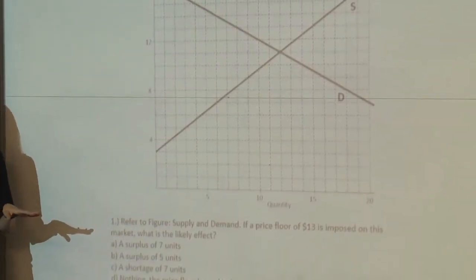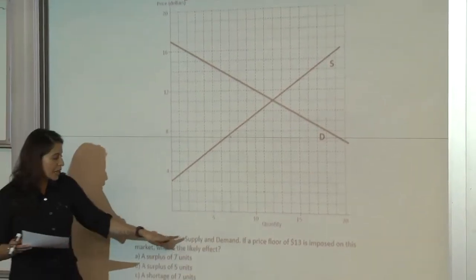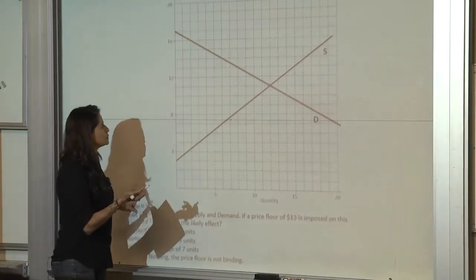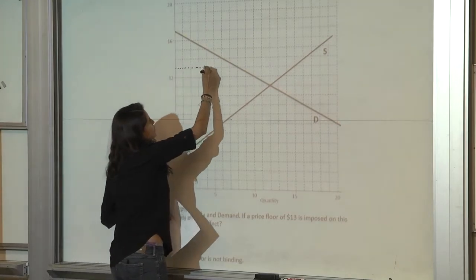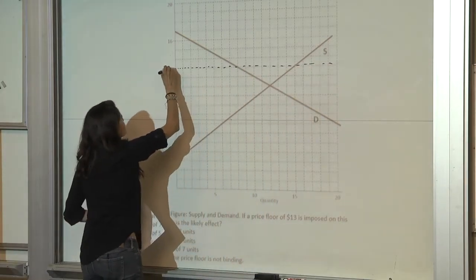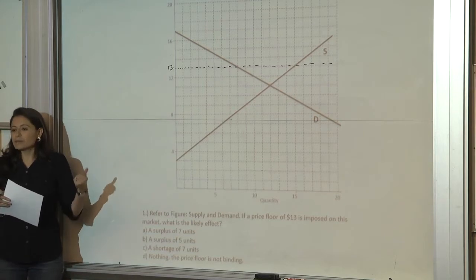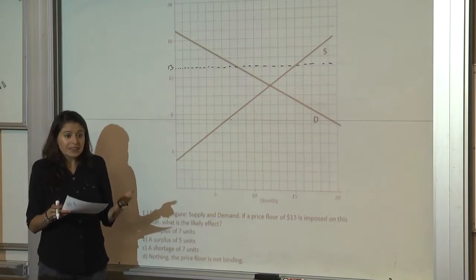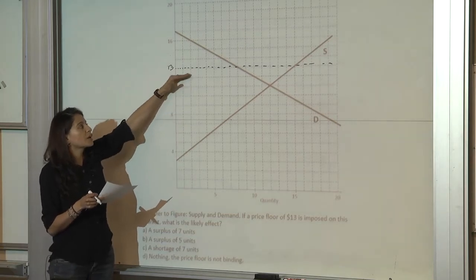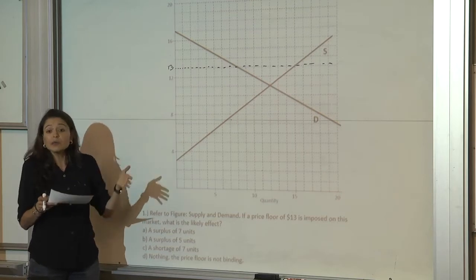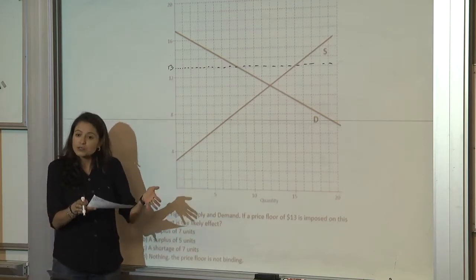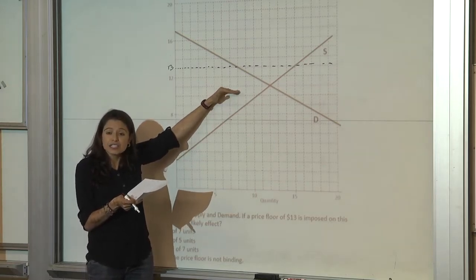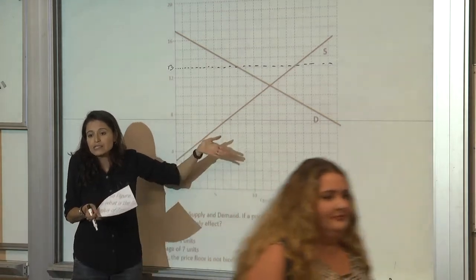So let's start with this graphic question. The first question is, refer to this figure, supply and demand. If a price floor of 13 is imposed on this market, what is likely the effect? So first of all, we draw a line at 13, following the grid, right? Why is this a binding price floor? The idea of a price floor is that the government thinks that the price shouldn't go below this line, right? Why? Because probably the equilibrium price is too low for the market conditions, and they decided to regulate it. Usually a price floor is binding when it is higher than the equilibrium price. Otherwise, it doesn't make sense because the equilibrium price is better, okay?